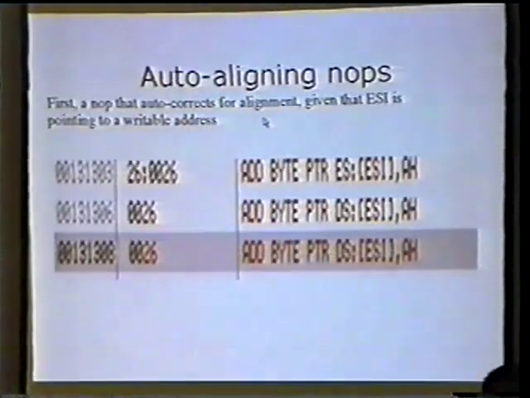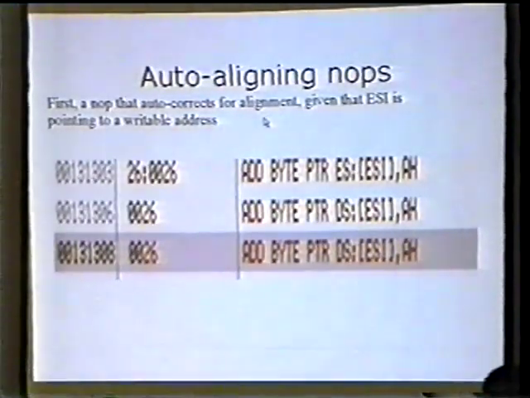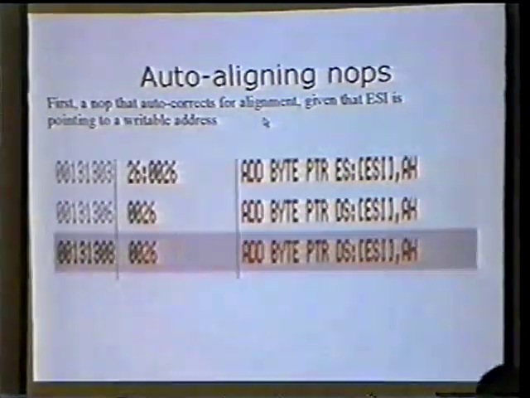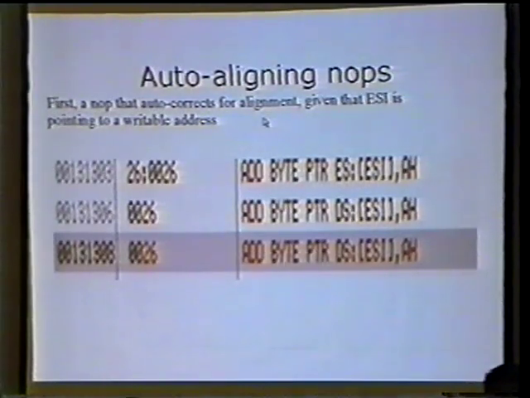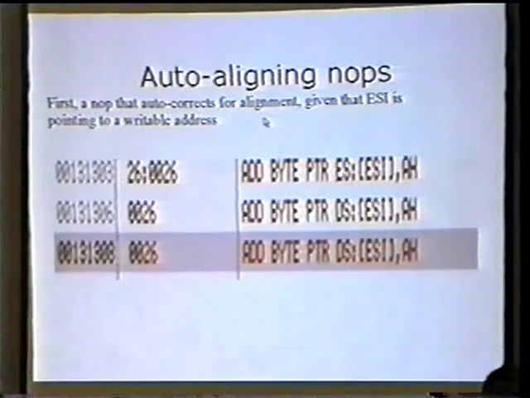So just to show you the one little trick, auto-aligning no-ops. When you jump into a piece of code, you don't know necessarily where in the alignment you are. It could be 0026. It could be 2600. And the point is that you have to pick 26, because 26, no matter what alignment you get in, will auto-align itself. Does everyone see that?